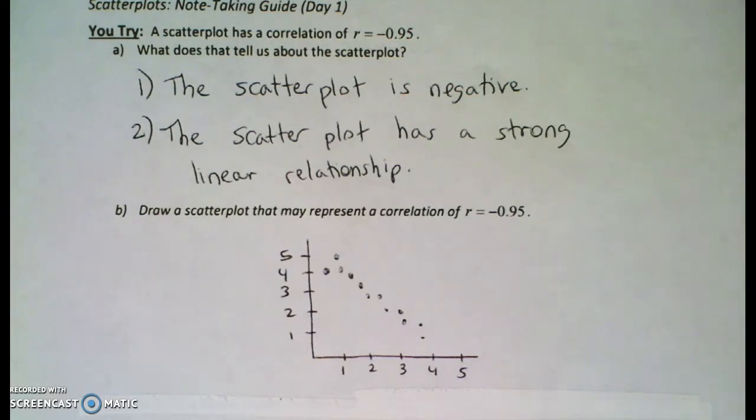So we use that scale to help us get through correlation coefficients. So let's try that homework to answer these questions.